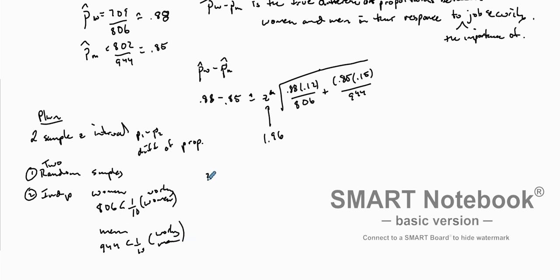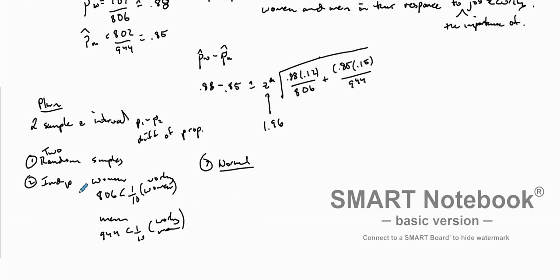And then finally, the third thing is, because we're using a z interval, we want to make sure this is normal. Since we're testing this, we want to make sure that our proportion, in this case 0.88, multiplied by 806 is greater than or equal to 10, and along with 0.12 times 806, that too is greater than or equal to 10. We want to test that because that's for women, and we also want to test that for men. So if we take 0.85 and multiply that by 944, is that greater than or equal to 10?